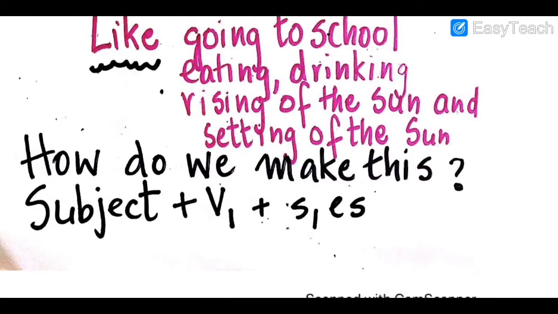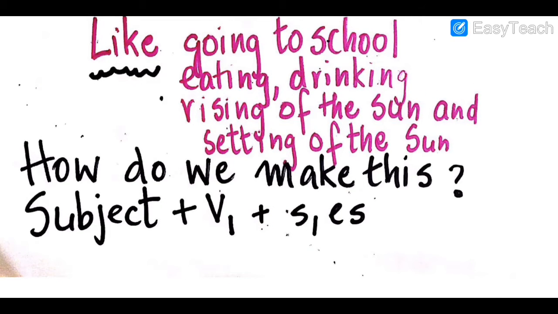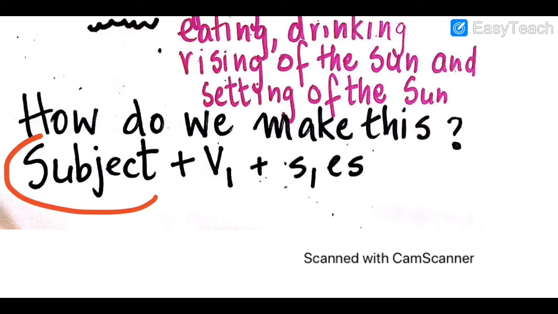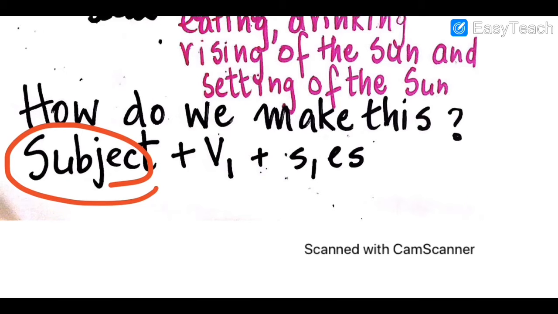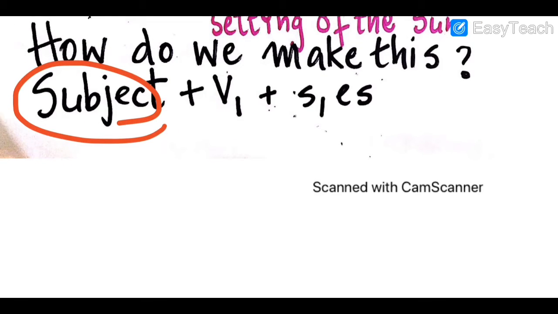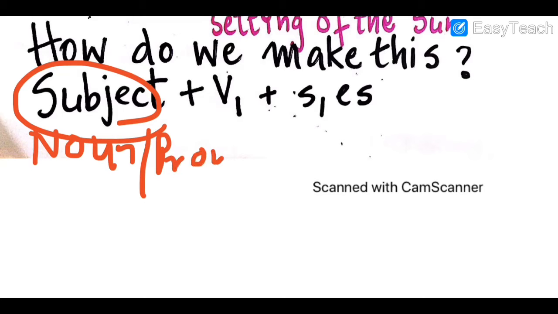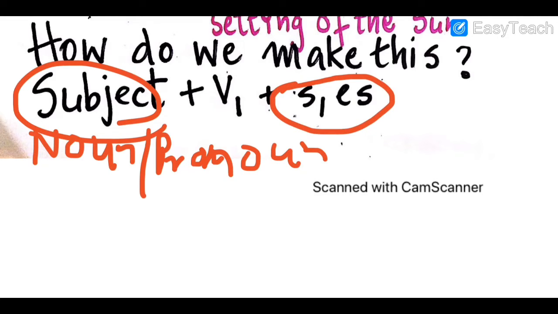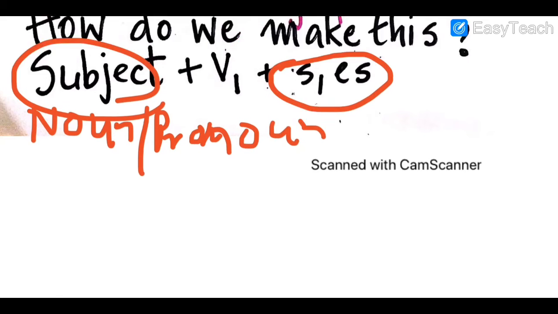You have to take your subject, because a sentence cannot be formed without the subject. Every sentence will have a subject. अब subject कैसे बनता? Either it will be a noun or it will be a pronoun. Remember that. So first you will have the noun or a pronoun, then you will use the first form of the verb, and then in that verb you will add an s or an es.